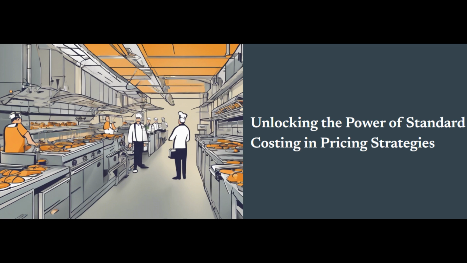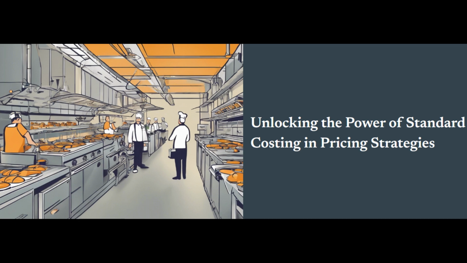Additionally, standard costing can be used to compare the costs of different product lines or SKUs within a company's portfolio. This information can then be used to inform pricing decisions, allowing businesses to charge higher prices for products with lower standard costs, or alternatively, to offer more competitive pricing for products with higher standard costs to remain competitive in the market.